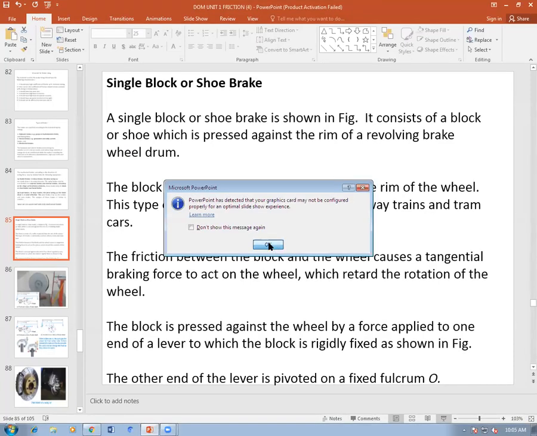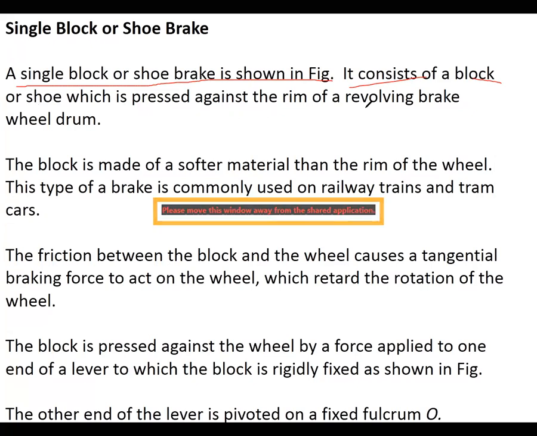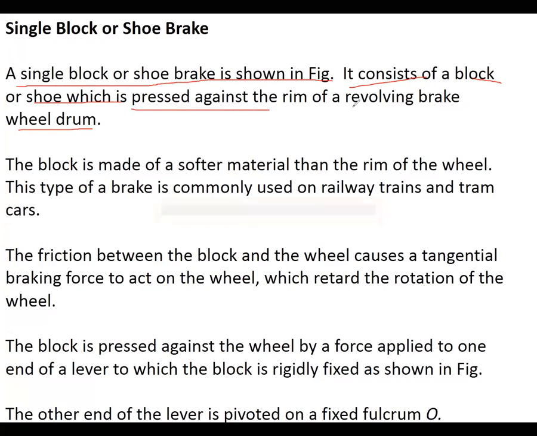So the introduction about the single block or shoe brake, as shown in the figure. I'll take you through the diagram in the next slide. It consists of a brake block or shoe which is pressed against the rim of the revolving wheel or drum. So it consists of one shoe against the drum. The drum is directly connected to the shaft. When the shaft is revolving, the drum is also revolving.